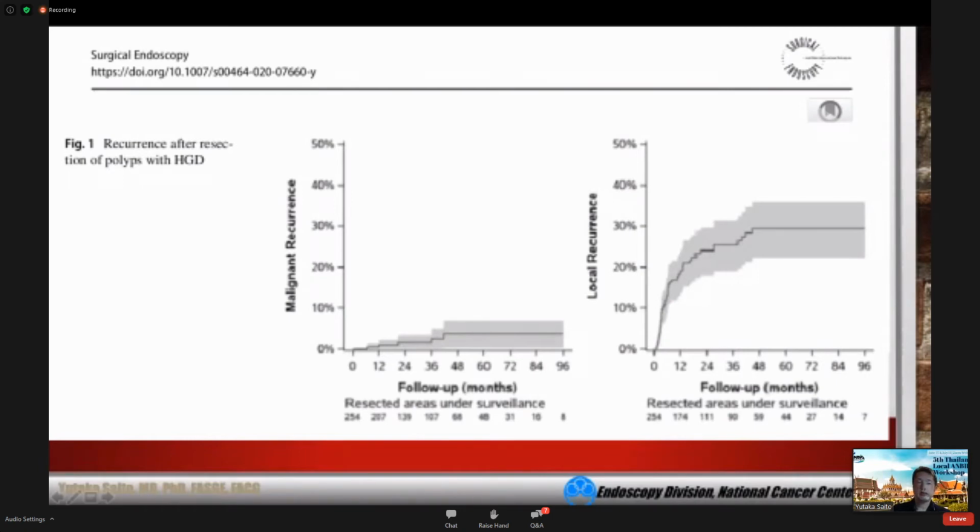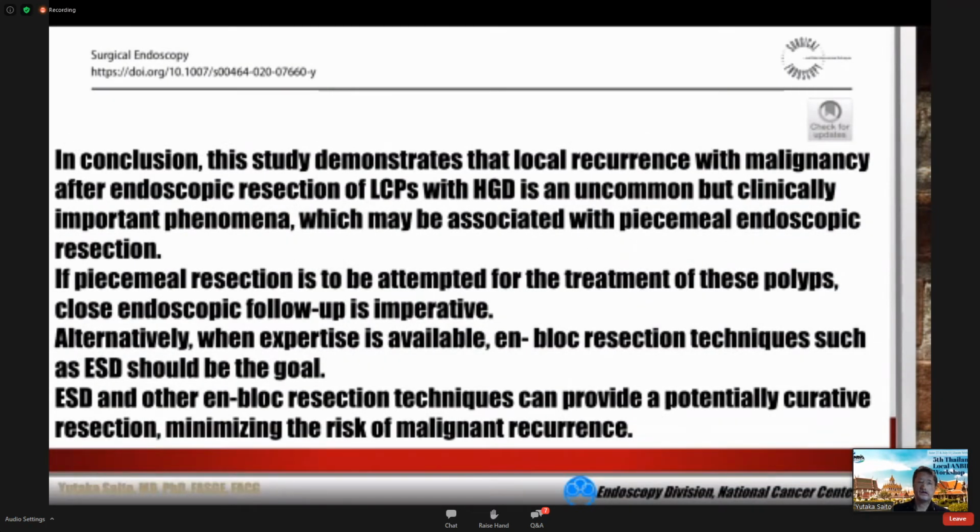They reported that local recurrence with malignancy after endoscopic resection of LSTs with high-grade dysplasia is uncommon but a clinically important phenomenon, which may be associated with piecemeal endoscopic resection. If piecemeal resection is to be attempted for the treatment of these polyps, close endoscopic follow-up is imperative. Alternatively, when expertise is available, en bloc resection such as ESD should be the goal. ESD and other en bloc resection techniques can provide potentially curative resections, minimizing the risk of malignant recurrences.